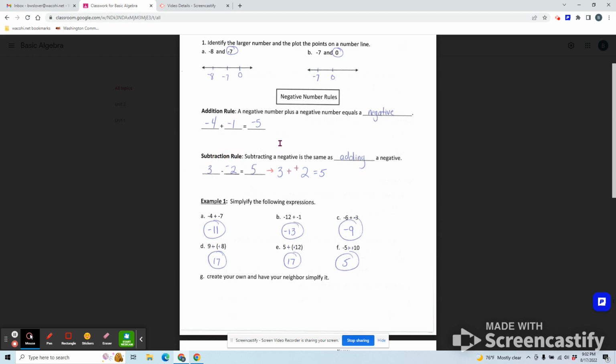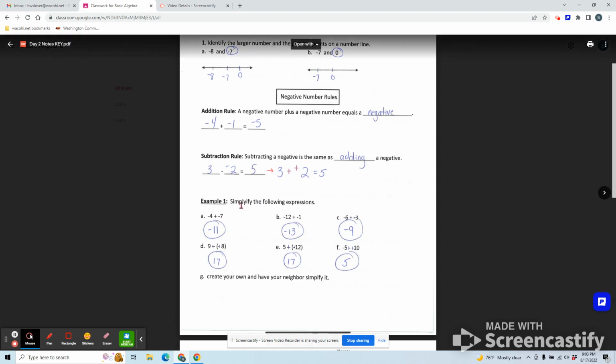So now I move on to the subtraction rule. When subtracting a negative, it says it's the same as adding a negative. So I started with 3 minus -2. Well, that became, right here, the minus negative becomes a plus. So it's really saying 3 plus 2. That's going to give me 5. And these are not the only examples out there. Those are just the ones that I chose. So example 1 is you just practicing those two things.